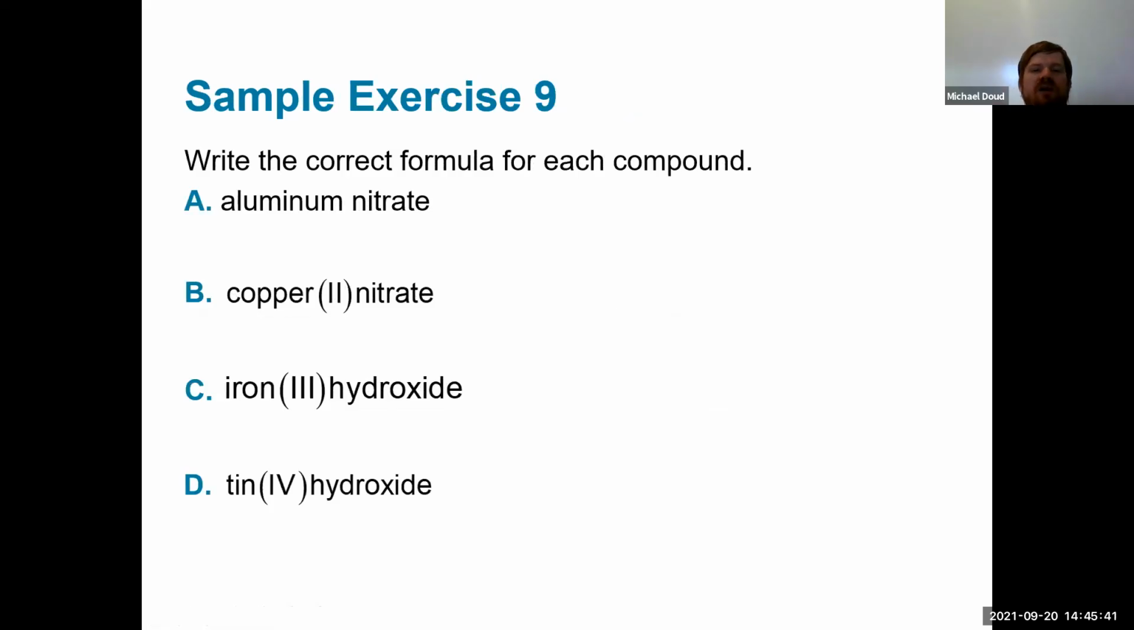Sample exercise number 9. This is a big one. Go ahead, give me the correct formula for each of these compounds. We've got aluminum nitrate, copper(II) nitrate, iron(III) hydroxide, and finally, tin(IV) hydroxide.